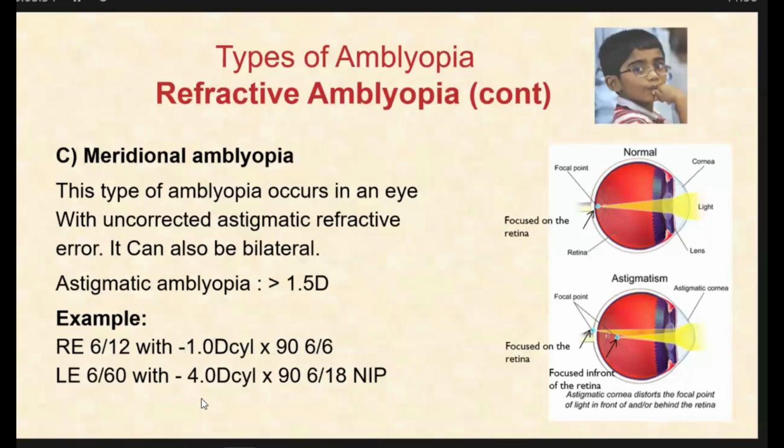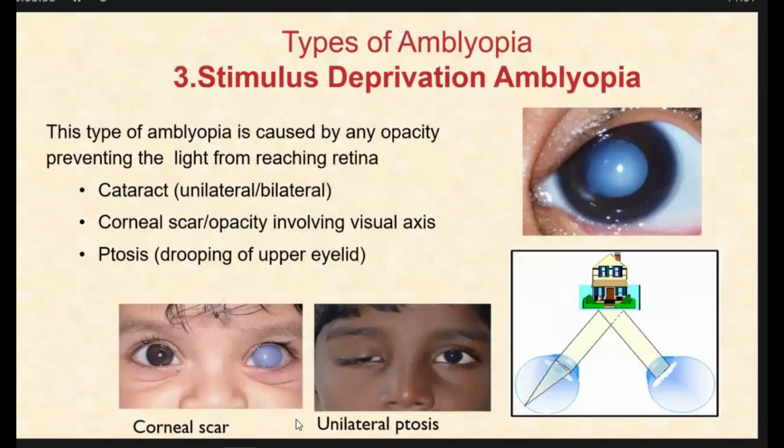So what will you do if there is anisometropia, -1 and -4? The investigation part I'm asking. The retinoscopy is showing this, so the next investigation is to rule out keratoconus. So you have to do K reading. You have to keep this in mind. Stimulus deprivation amblyopia is caused by cataract, unilateral or bilateral, corneal scar or opacity involving the visual axis, or any kind of drooping.